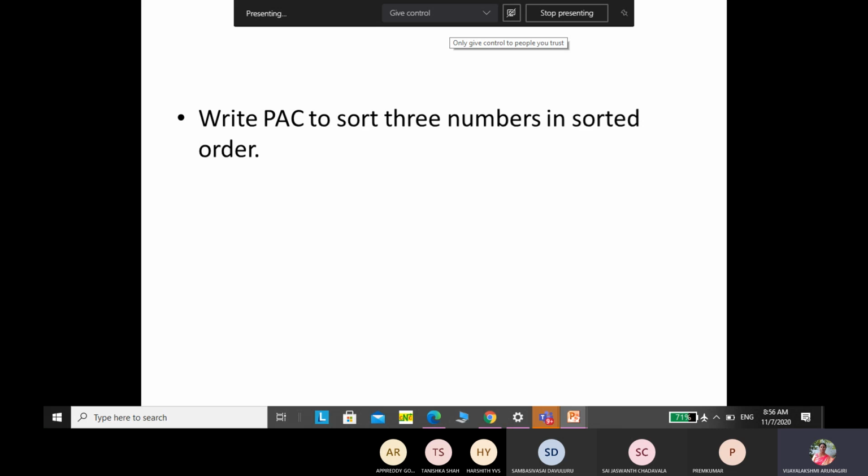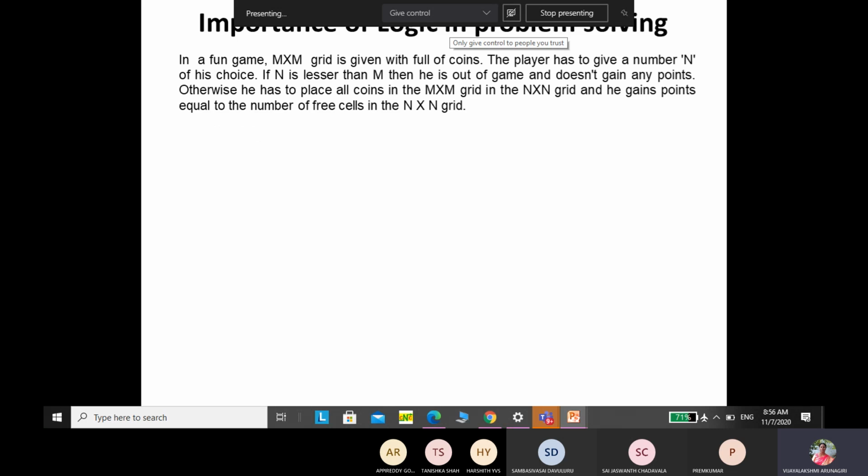Actually, for this problem also we can find many alternatives. One alternative is that I take the first number and compare it with the second number. If the first number is greater than the second number, then I compare the first number with the third number. If the first number is greater than the third number as well, I say the first number is greater.